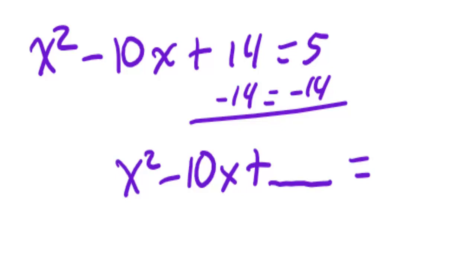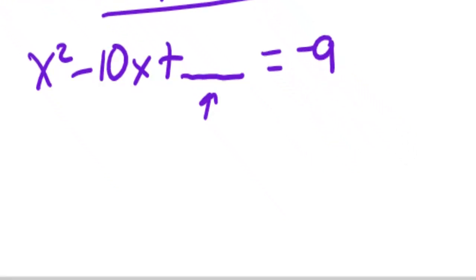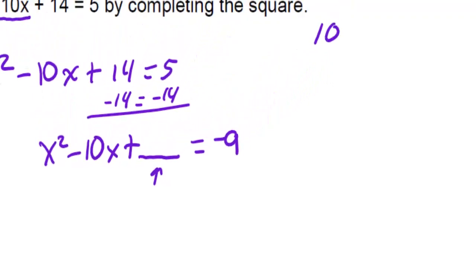Anyway, so 5 minus 14 is going to give us negative 9. And now we want to find the value that fits here to make a perfect square trinomial. We're going to take the middle number, which is 10. It's technically negative 10, but when we divide by 2 and square it, it will no longer be negative anyway. That's why we have a plus sign right here.